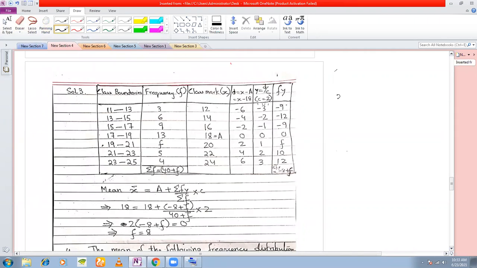For direct method, we'll use the formula x bar is equal to summation fx divided by summation f, right? So you know x bar, this is 18. You have to find out summation fx. If you see f here is this column, so you multiply these two to get fx. So first fx is 36. Next fx is 14 into 6. Next fx is 16 into 9, and so on. You add up all the values you get of fx to get summation fx. You put the value of summation fx here, and summation f, find out the value of f. That's it. This is how you do by direct method.